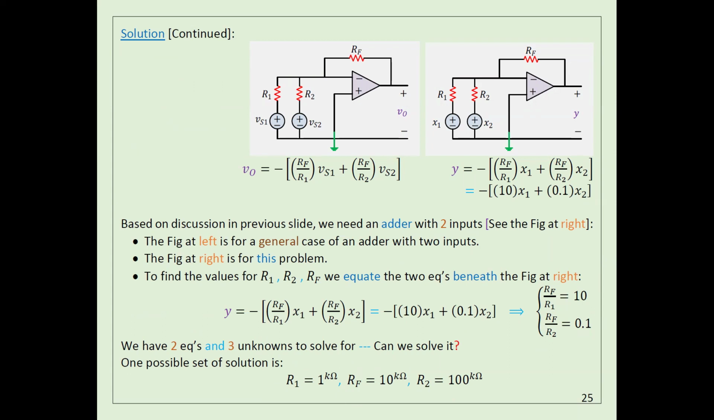So I think the easy way is you can just assume RF equals 10K. If this one is 10K, then after that you can calculate R1 to become 1K, 1 kilo ohm. Same thing here. You can put RF 10K, and then you can find R2 with some value. So again, there is no one solution. There are many solutions here.